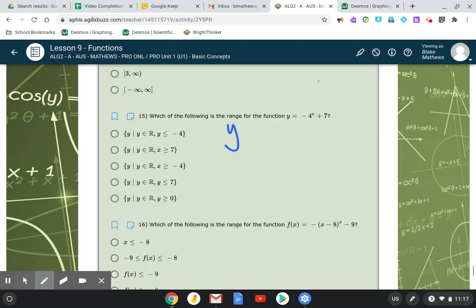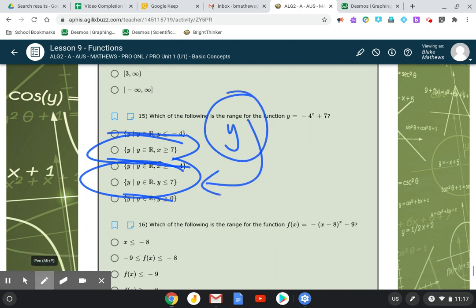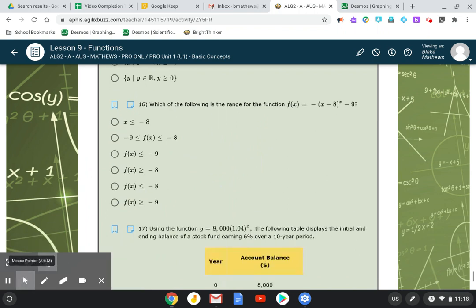So let's see if we can find that in our list. Well, that has negative 4. That has negative 4. That has 0. So we've got to be dealing with one of these. The question just becomes, is it the x that's greater than 7, or is it the y that's less than 7? And since we are dealing with the range, we should know right away that we're doing that one. So I'll let you use the same concept that I just went over to answer number 16.